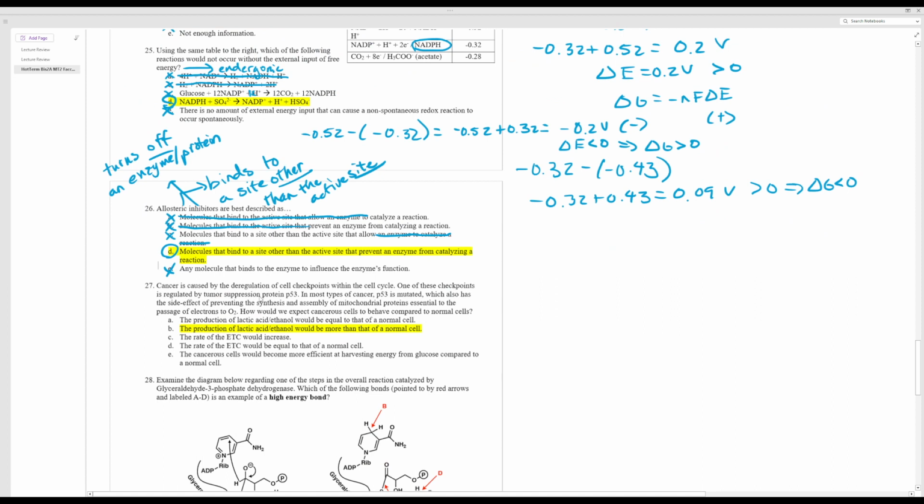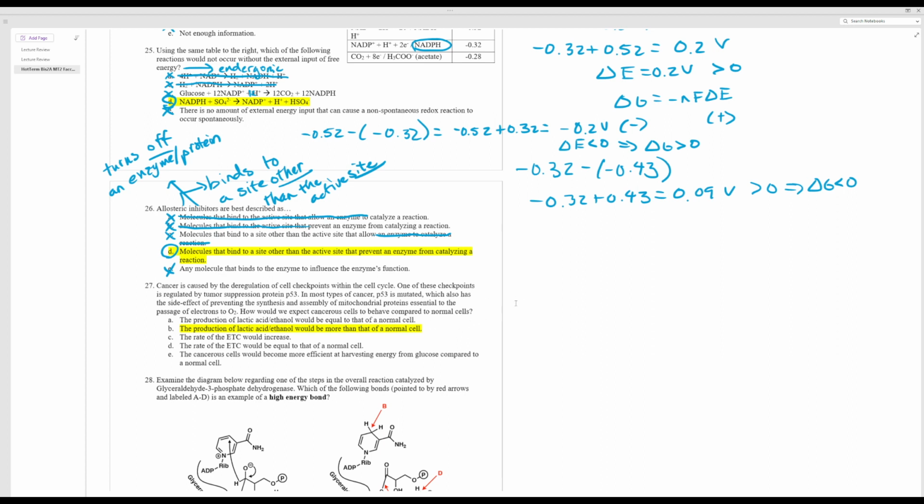Cancer is caused by the deregulation of cell checkpoints within the cell cycle. One of these checkpoints is regulated by tumor suppression protein p53. In most types of cancer, p53 is mutated, which also has the side effect of preventing the synthesis and assembly of mitochondrial proteins essential to the passage of electrons to O2. How would we expect cancer cells to behave compared to normal cells?